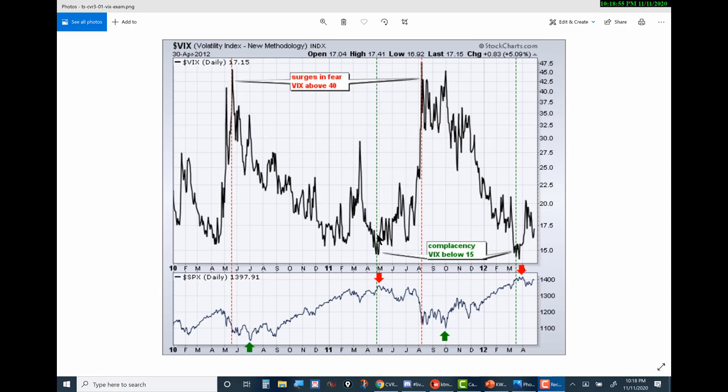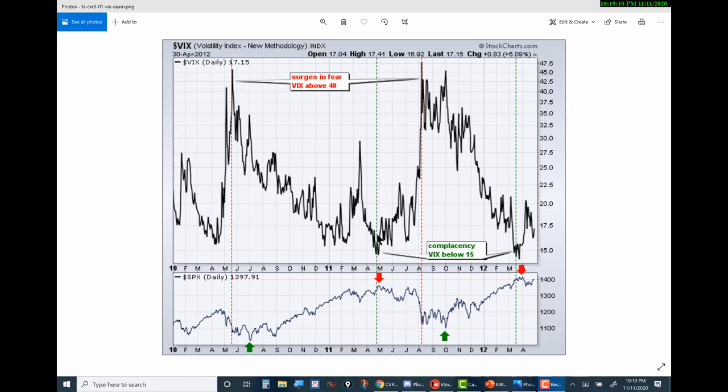And as Baron Rothschild is famously quoted as saying, you want to buy when blood runs in the streets. When everybody and your dog is piling into the stock market and complacency is high, that's the time to head for the exits.